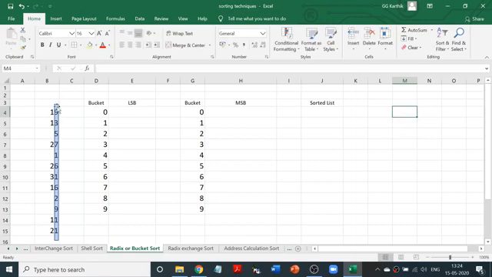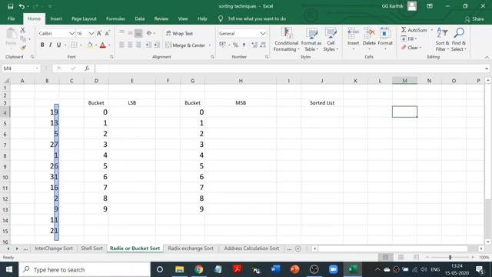So here I have 19. What is the least significant bit? 19's least significant bit is 9. 13 is 3. Then this is 05. We will consider it as 05, so it is 5 only. This is going to be 27, 1, 26 and so on.